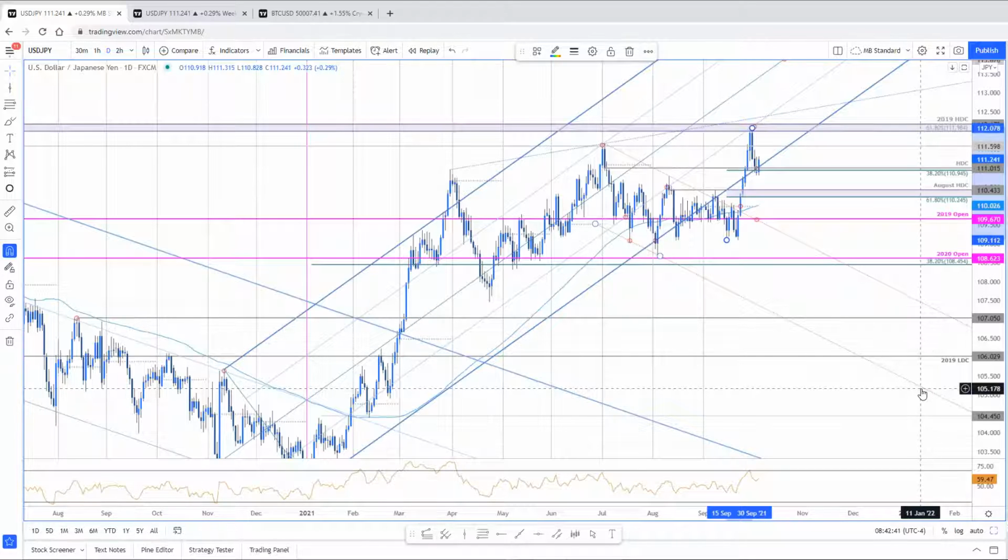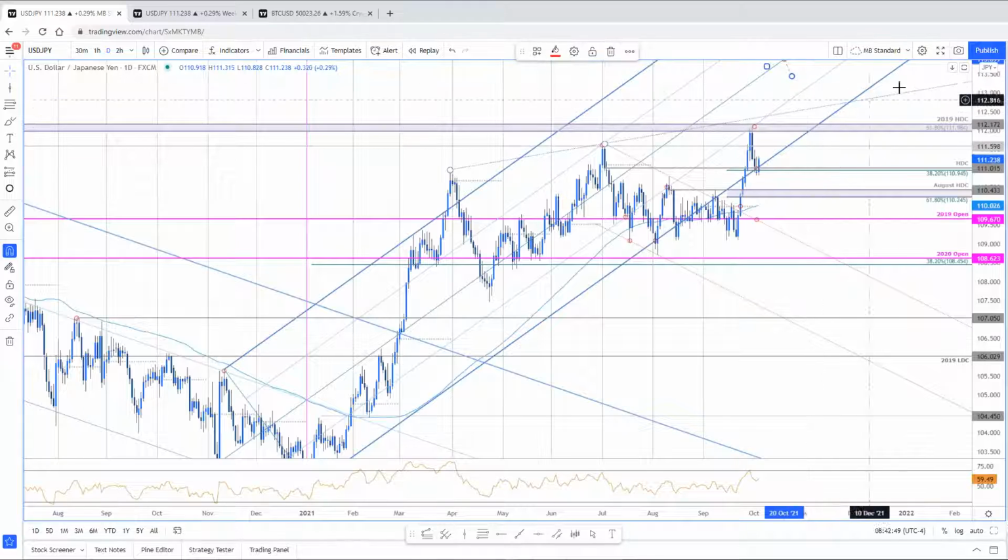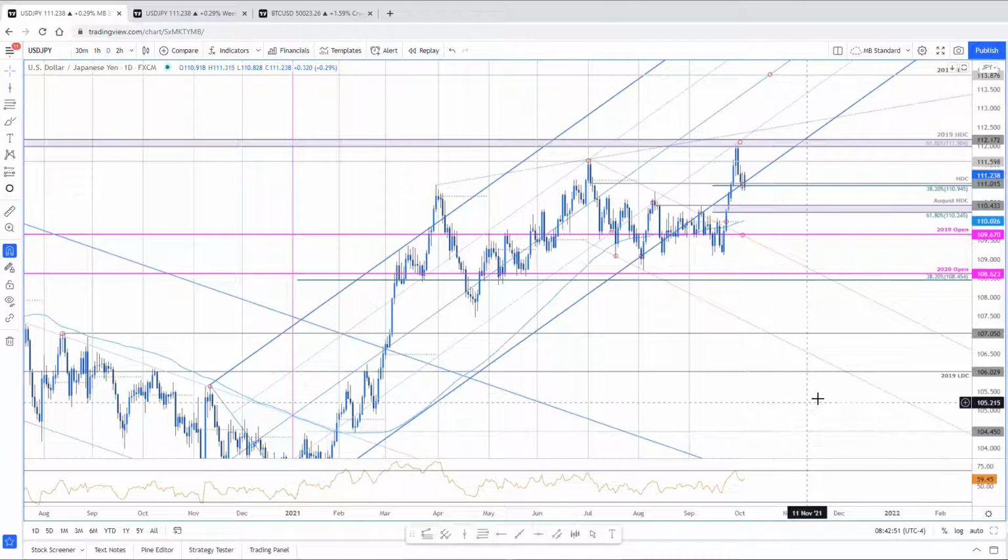If we fail at 111.60 on the recovery, I still think you get 110.40. But if this does hold, I think you rip right through. The broader trend is still very constructive. It's just that we've come into a major lateral level. Again, a wait and see trade. Yet the market will provide. That is dollar yen number 4.